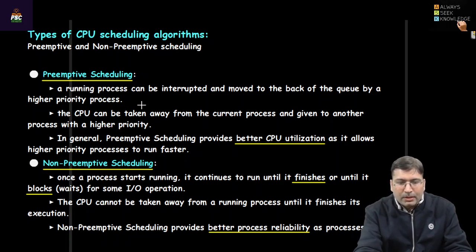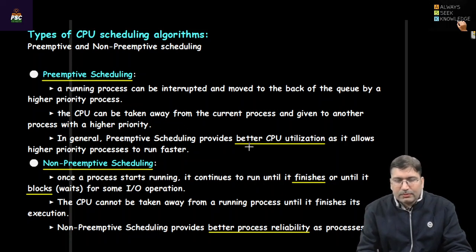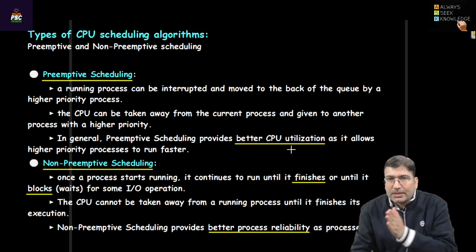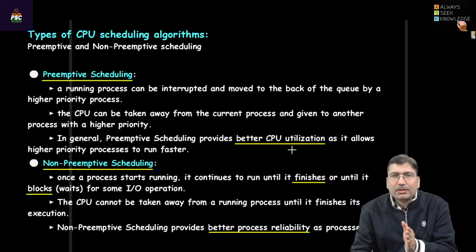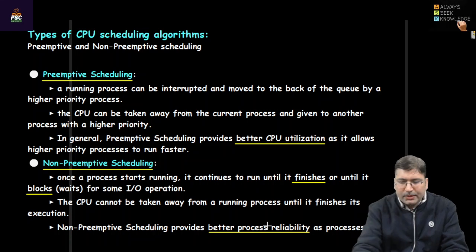Okay. So preemptive scheduling algorithms provide us better CPU utilization because there is a flexibility to preempt a process. So in case any higher priority process comes in the system, that can be scheduled immediately at that moment. But in case of non-preemptive CPU scheduling, the running process cannot be interrupted, but it provides better process reliability because interruption is not possible, right?